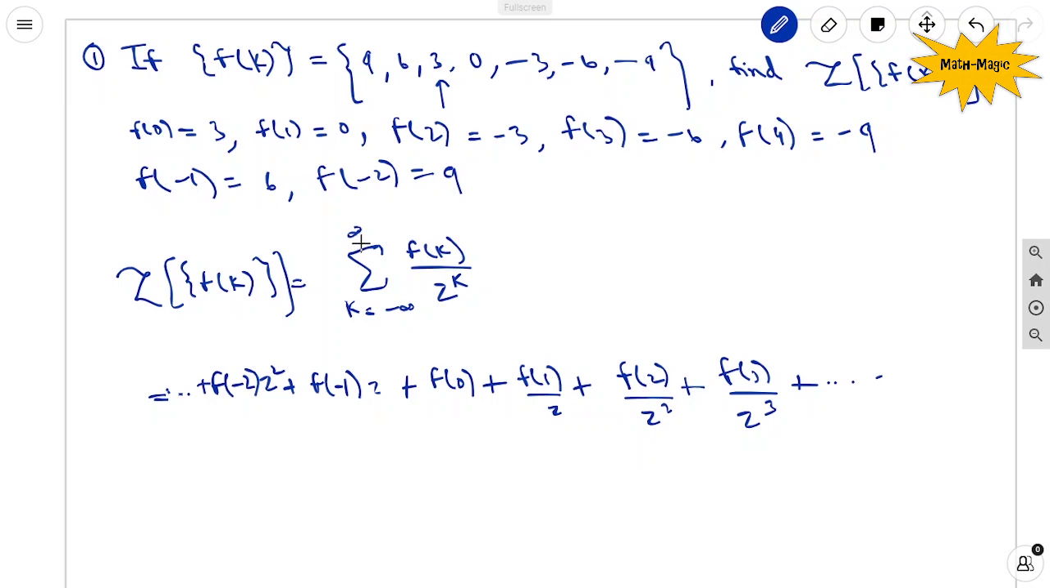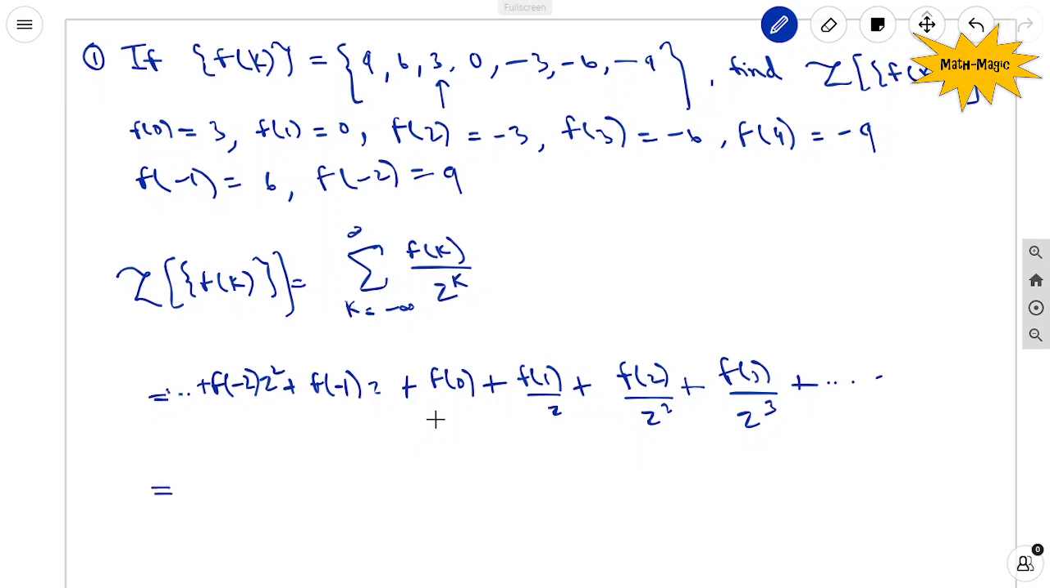So the Z transform of sequence f of k is equal to the summation of k from minus infinity to plus infinity of f of k upon z raised to k, which can be written as f of 0 plus f of 1 by z plus f of 2 by z square plus f of 3 by z cube plus and so on. And on the left hand side of f of 0 is f of minus 1 into z plus f of minus 2 into z square plus and so on. So now we just have to substitute the values.